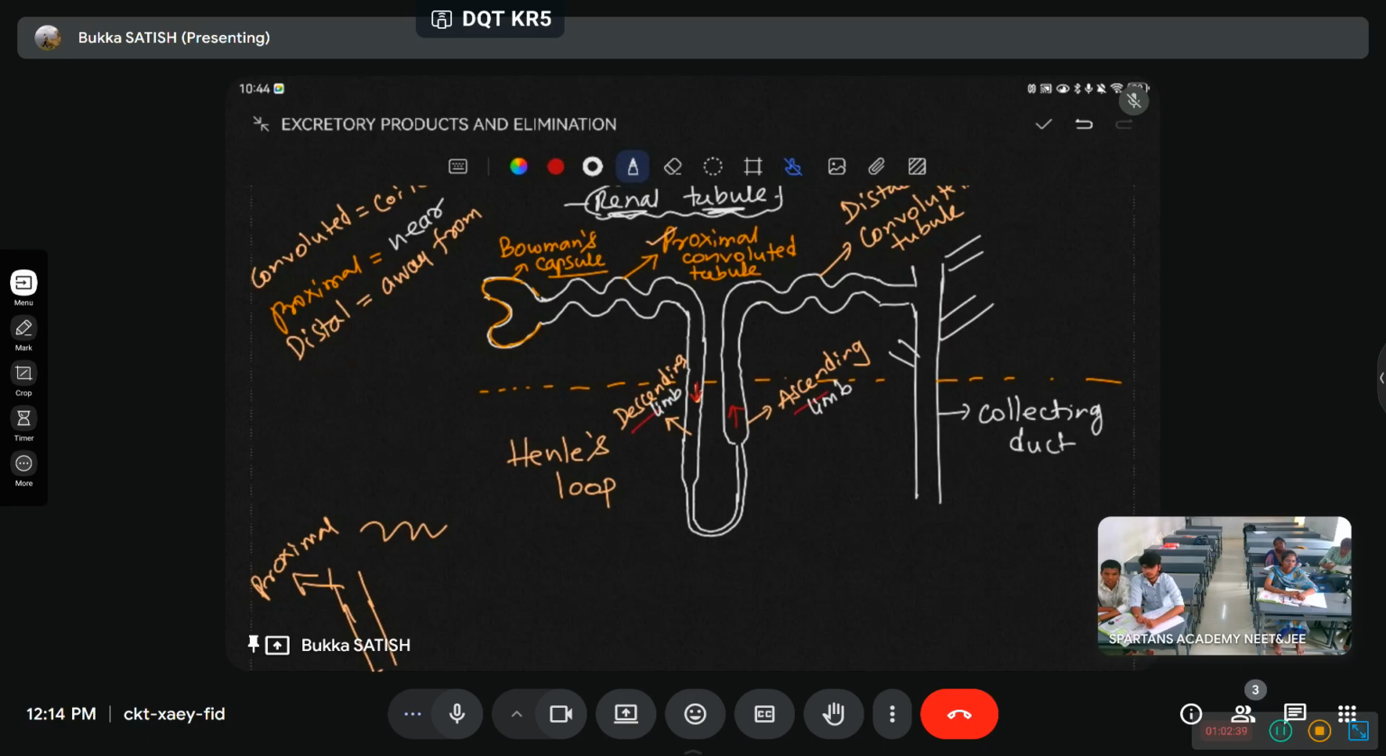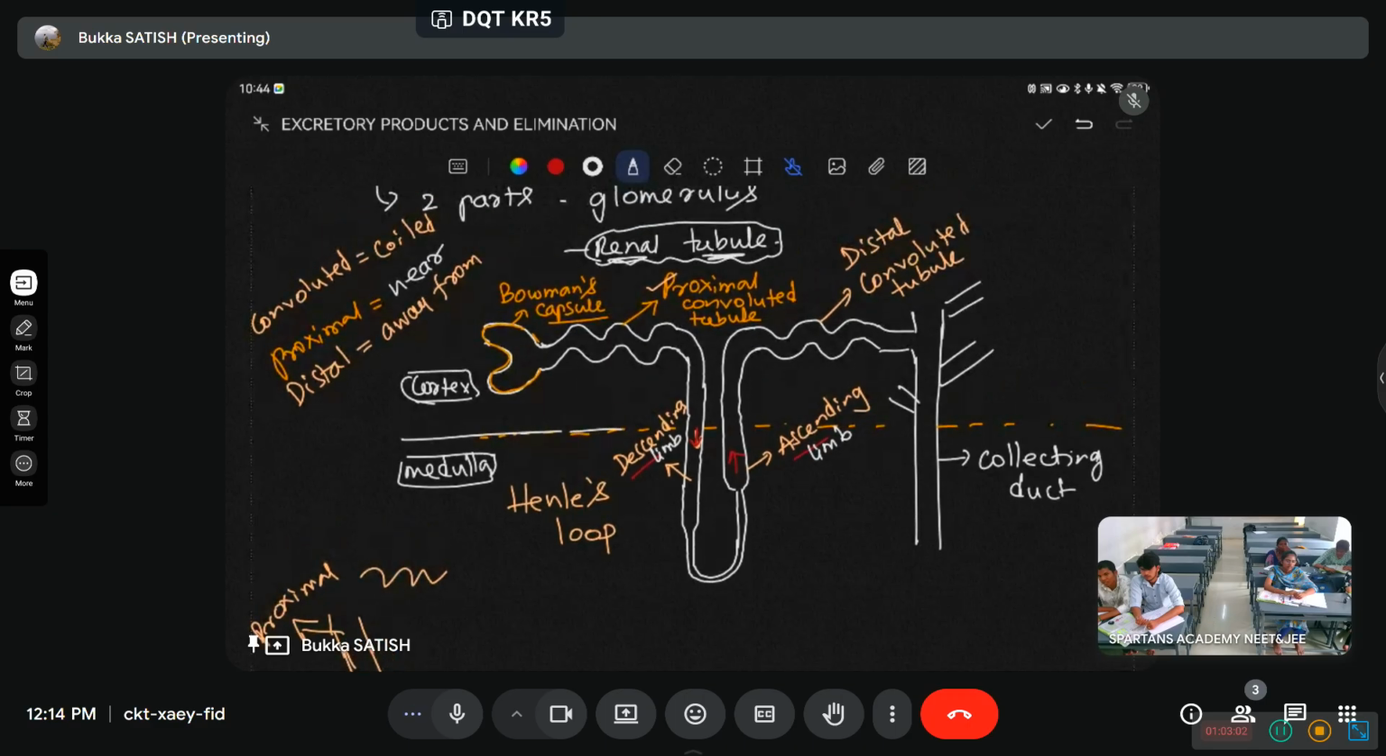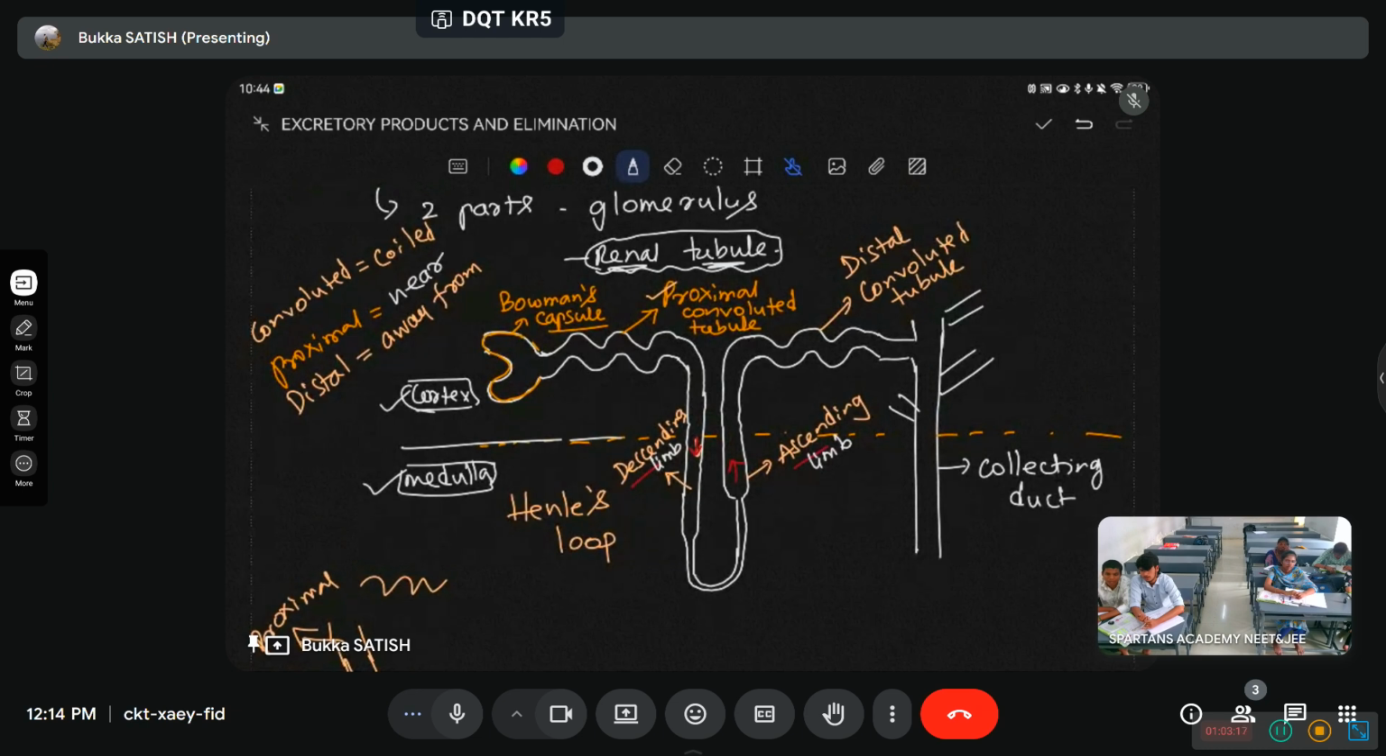What is important to understand here is the location of these things. The line which I have drawn here: the part above it is the cortex, and this is the medulla. Above this line is cortex, below this it is medulla. Which means Bowman's capsule, proximal convoluted tubule, distal convoluted tubule, all these are present in the cortex part. It is only Henle's loop that actually enters into the medulla part. This is how the positioning of the nephron inside the kidney will be, in the cortex and medulla.